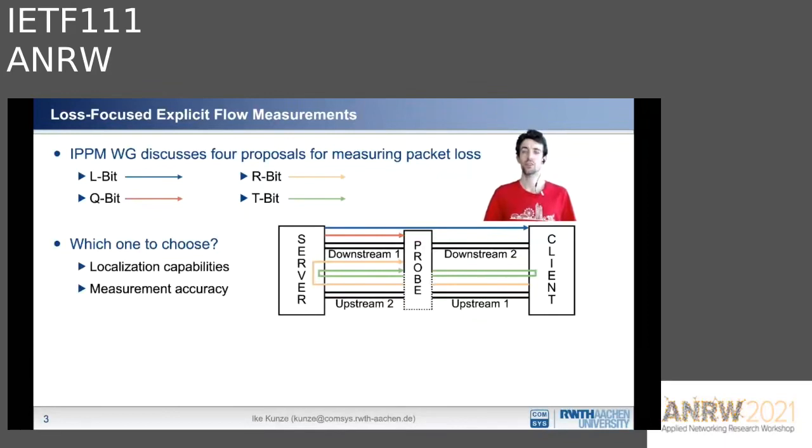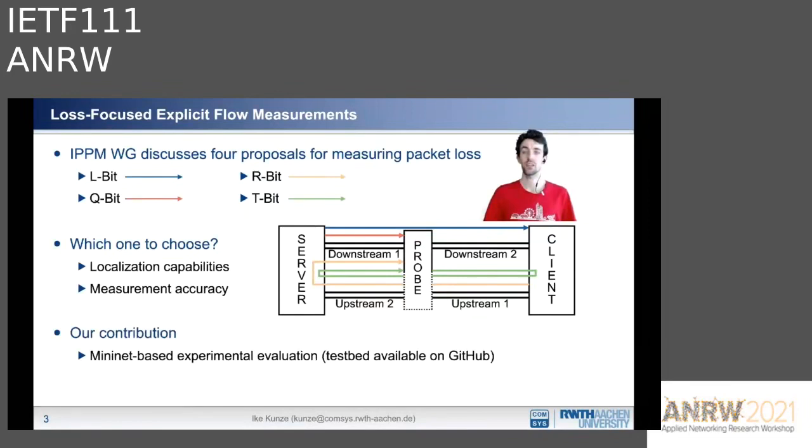This directly leads us to our contribution, because what we have done is an experimental evaluation of the four spinbit cousins using a mininet-based testbed. At this point, it is very important to have a fair comparison between the different approaches. And this is why we induce packet loss only here on the downstream one link, because that is the only link that all of the four approaches can actually cover.